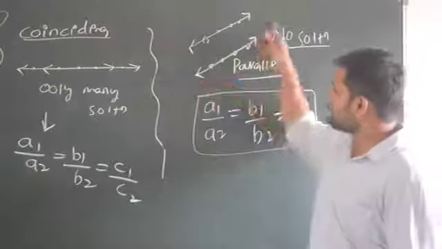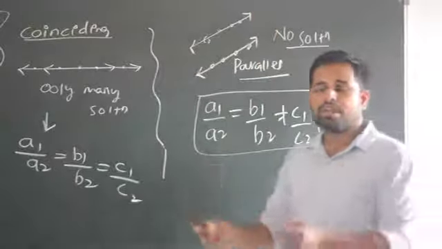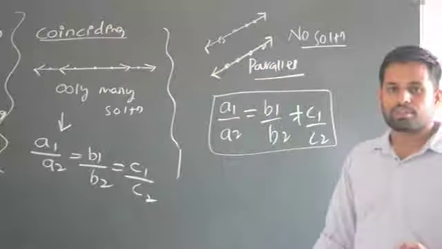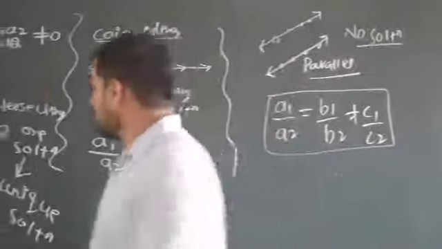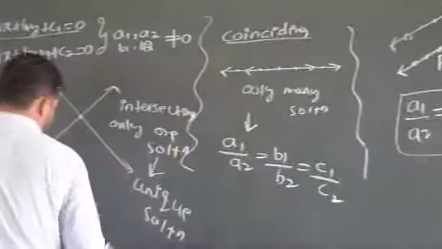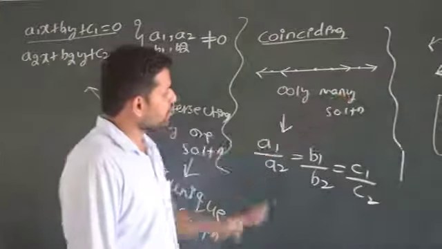This equation has infinitely many solutions. This equation has infinitely many solutions, but together they don't have any common solution. Is this understood, dear children? So there are three cases. One is intersecting, with only one solution. Second condition is coinciding, infinitely many solutions.